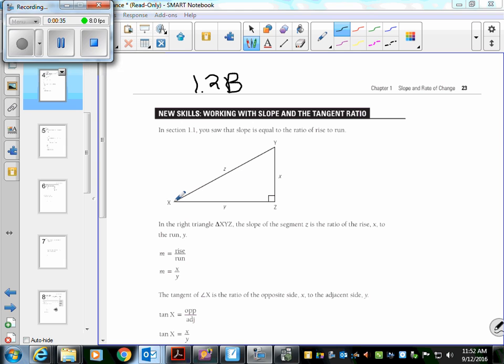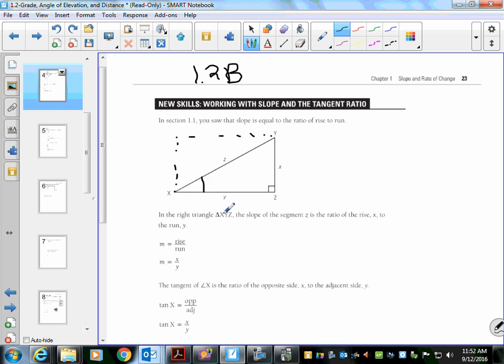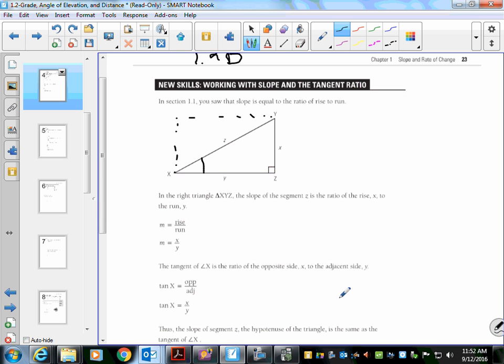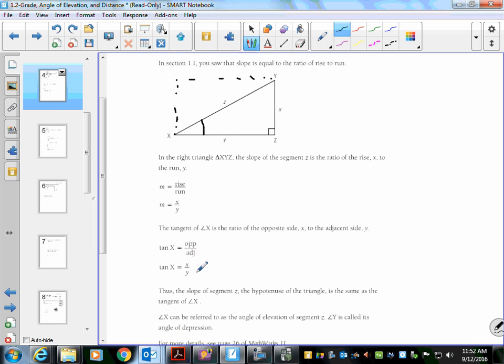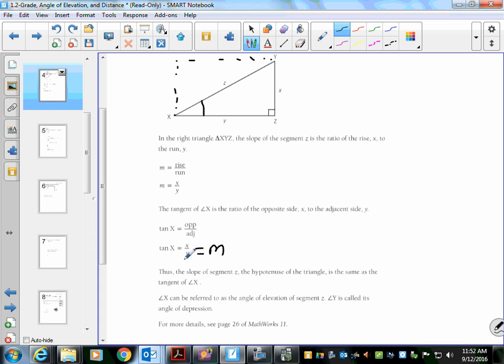The other thing you could do is write rise this way and run that way, but you'll notice they're the same length and same height. The tan ratio, opposite over adjacent, is equal to the slope. So tan x is equal to m. Thus, the slope of this segment z, the hypotenuse of the triangle, is the same as the tangent of angle x. Angle x can be referred to as the angle of elevation, okay?